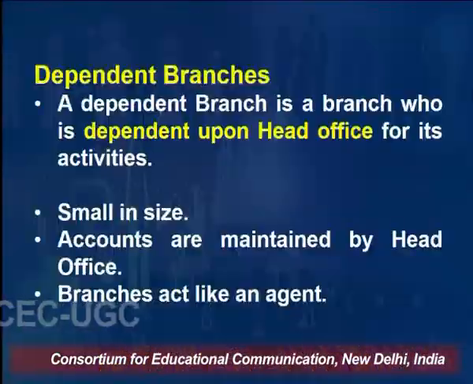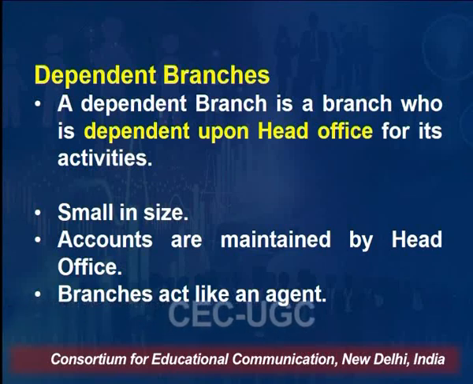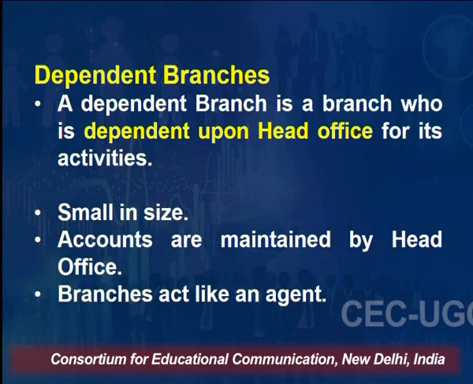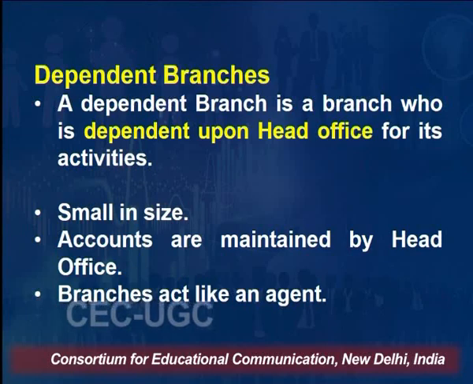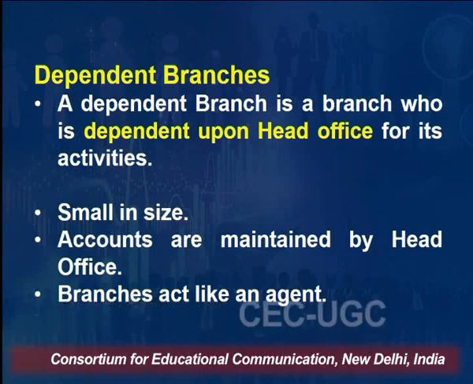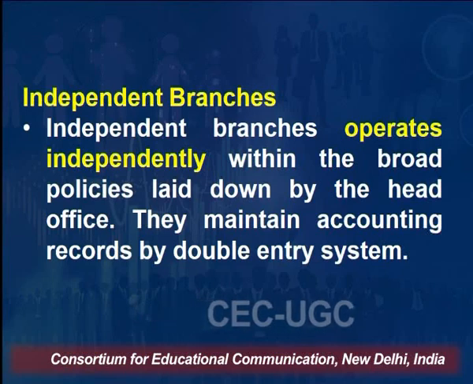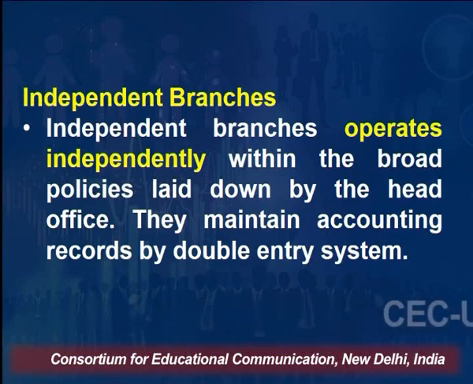So accounts of this type of branches are maintained by the head office, and these branches act like an agent. So a dependent branch is a branch which is dependent upon head office for all the activities. Basically these branches act like an agent, and all the goods which are supplied by the head office to these branches are further sold by these branches to the customer. Whereas independent branches operate independently within the broad policies which are laid down by the head office. They maintain their own accounting system.